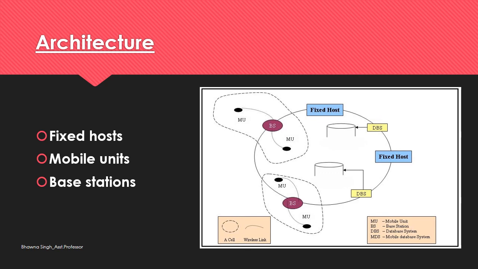Then the second we have the mobile units. Mobile units means whatever devices we are using, or these are the portable computers, you can say, that are moving around the geographical regions, and these units are used to communicate to the base station. So whenever we are communicating with the base stations, we are communicating with the help of these mobile units.